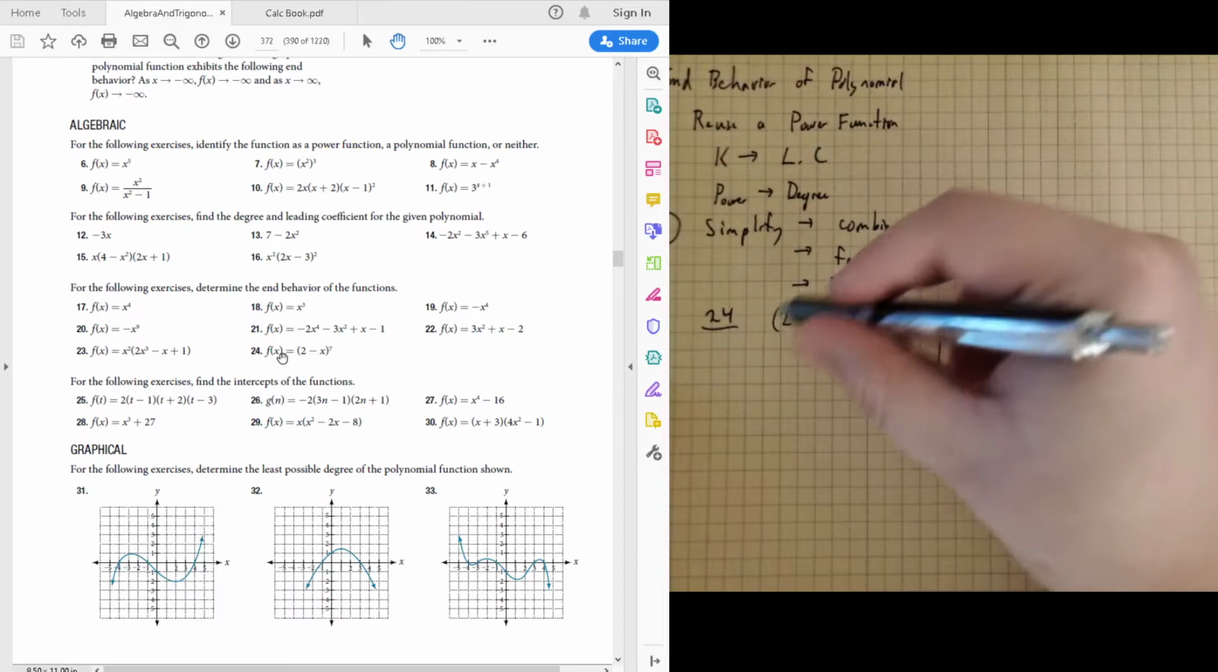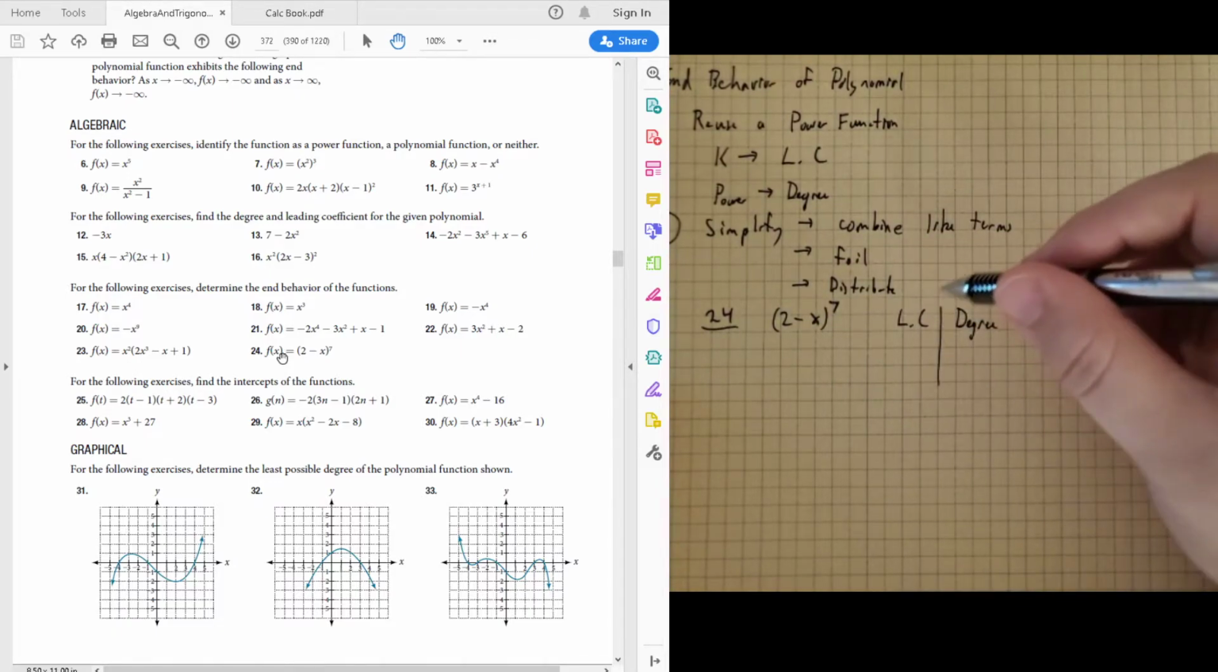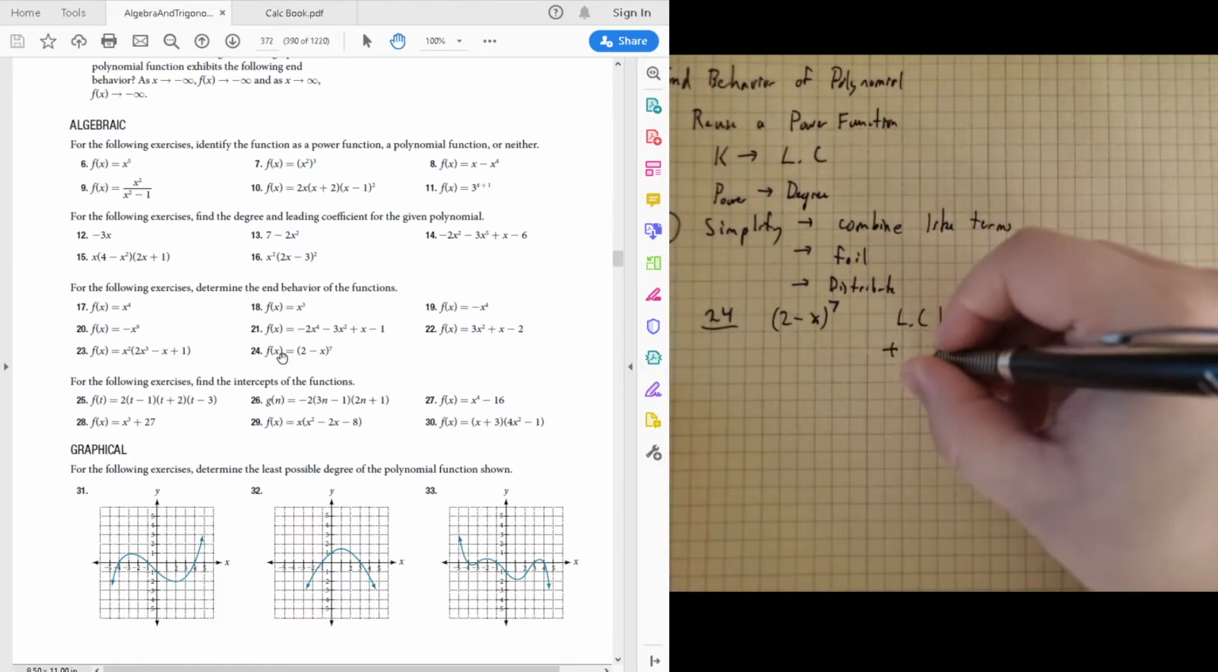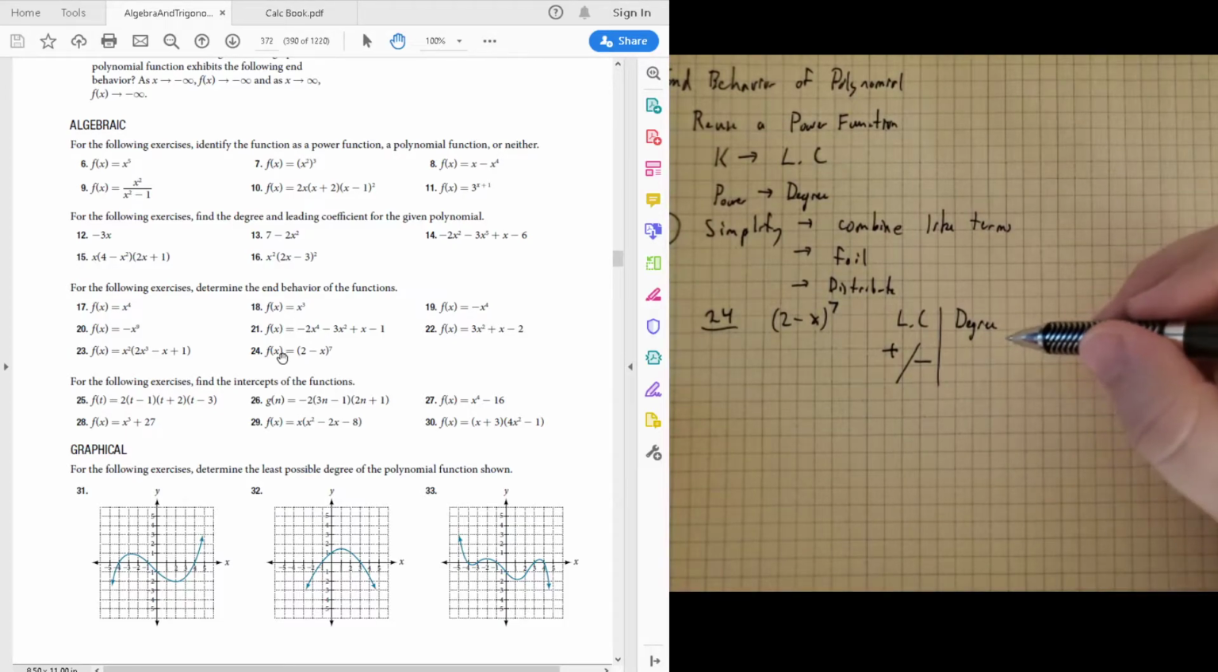Now, I don't want to do this FOILed out. But notice, I don't really care what the leading coefficient is. I care, is it positive or is it going to be negative? That's really what I care about. And then for the degree, I just care about what the number is going to be. I don't care if it's fully simplified as long as I know the number.